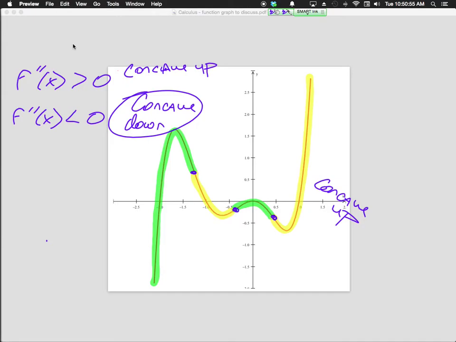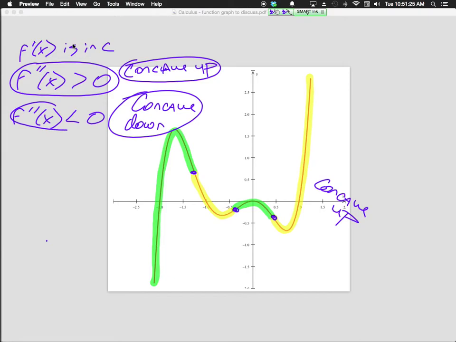But what are we going to use today? We're going to use the first derivative. So how am I going to use the first derivative to determine whether I'm concave up or concave down? Increasing or decreasing. Because if the first derivative is increasing, that tells me my second derivative is positive. So this right here happens when f prime of x is increasing, and this right here happens when f prime of x is decreasing.